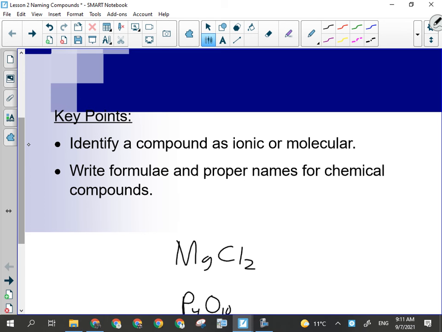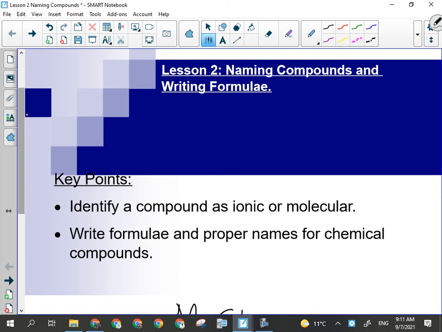So we're going to look at the rules for each one. We're also going to look at the structure for both ionic and molecular compounds and why that gives them certain properties, because later on this week we'll be looking at designing our first lab, and next week performing it, and that'll be on the properties of ionic and molecular compounds.